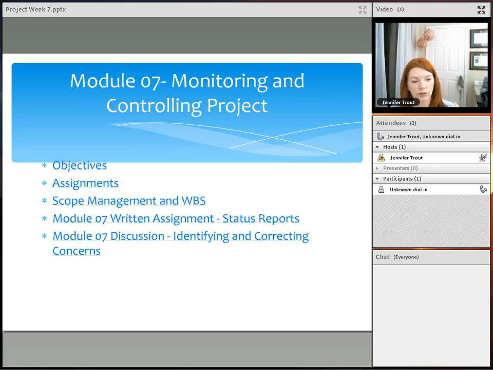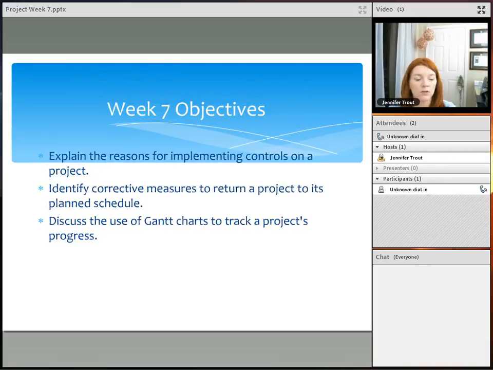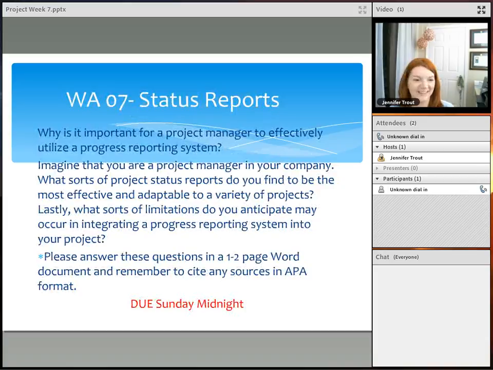So of course you've got your normal objectives and reading assignments, and then you have your written assignment on status reports and your discussion post on identifying and correcting concerns. Looking at the objectives for this week, we need to explain the reasons for implementing controls on a project, identify corrective measures to return a project to its planned schedule, and discuss the use of Gantt charts to track project progress.